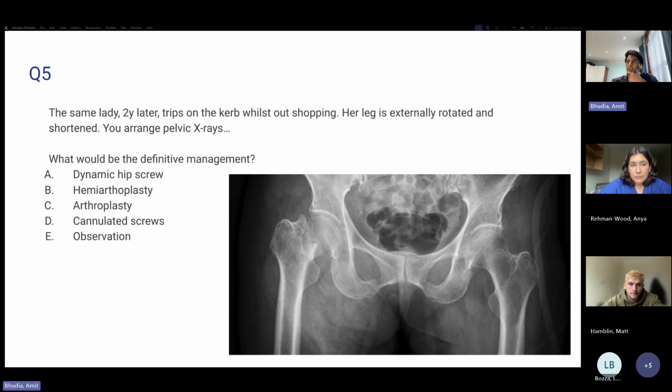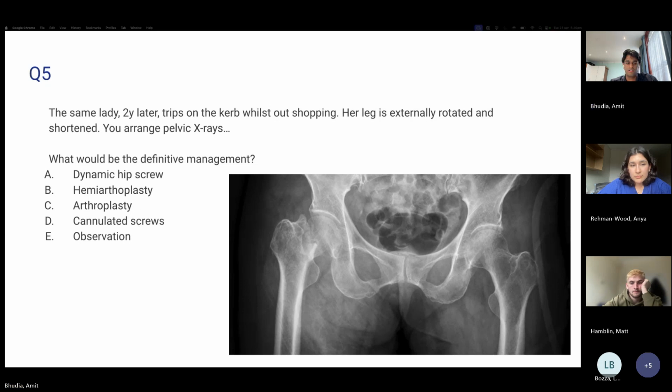So this is the same lady. She's tripped on the curb whilst out shopping and her leg is now externally rotated and shortened. And then this is what you see on the pelvic x-ray. I won't get any of you to present this x-ray, but do practice presenting your ortho x-rays.